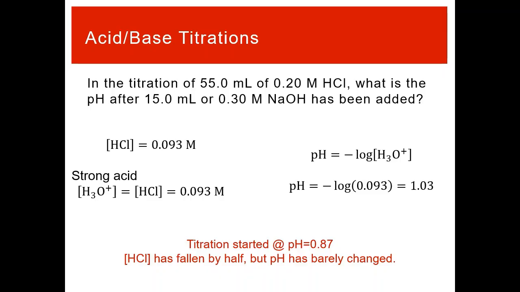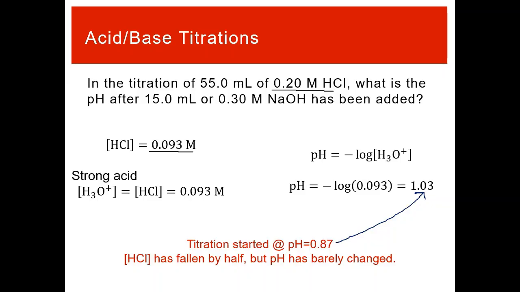So if we look at this point in the titration, we started with a nominal concentration of 0.2. We are now at a concentration of 0.093, so barely a little lower than 0.1, which means we're about halfway to the equivalence point in terms of diluting this thing, getting rid of the HCl, but we can see that the pH has barely changed. Okay, so the concentration of HCl has fallen by about half, but the pH hasn't really changed much at all.